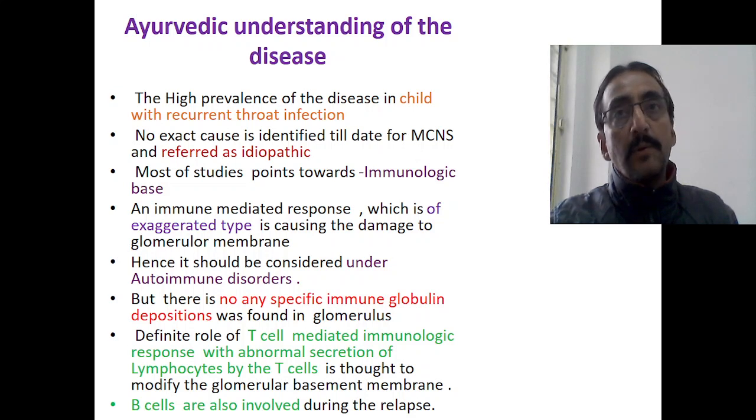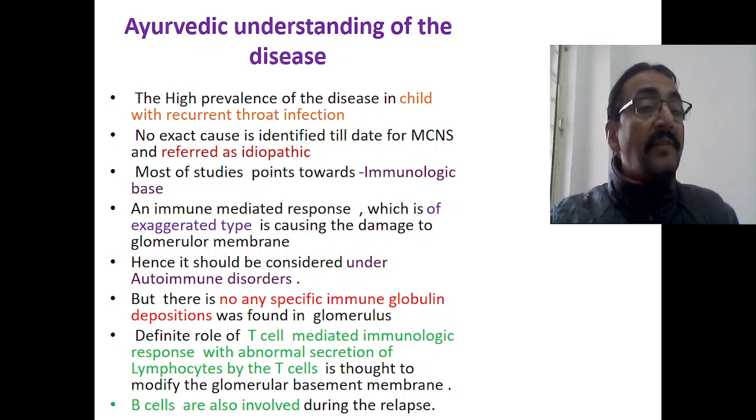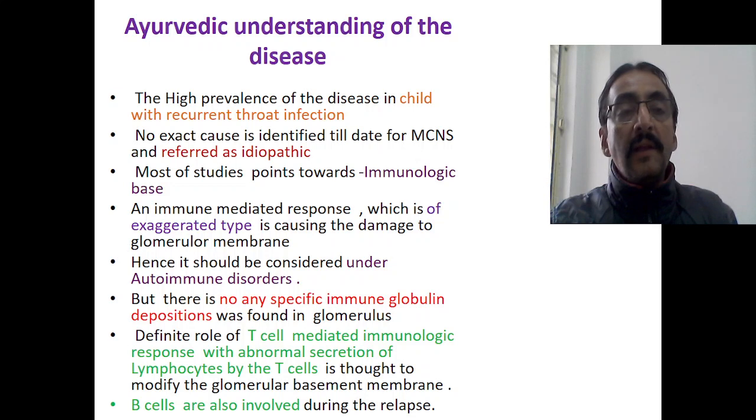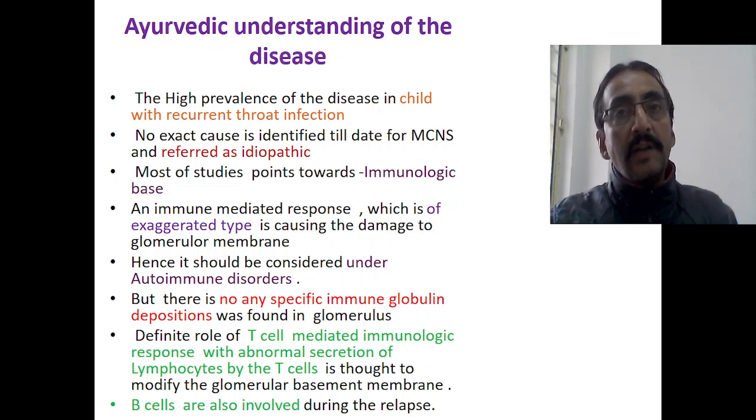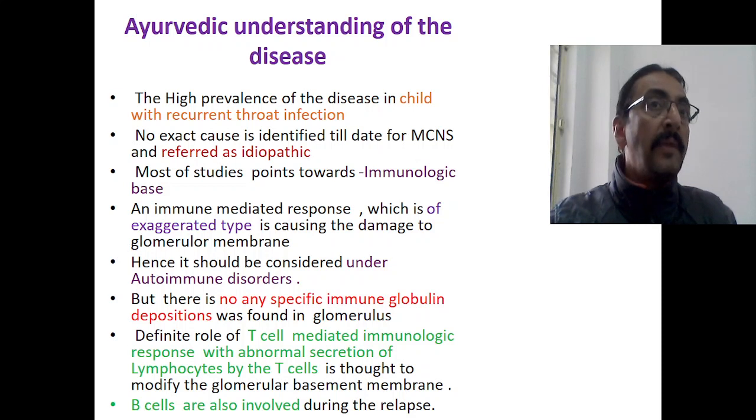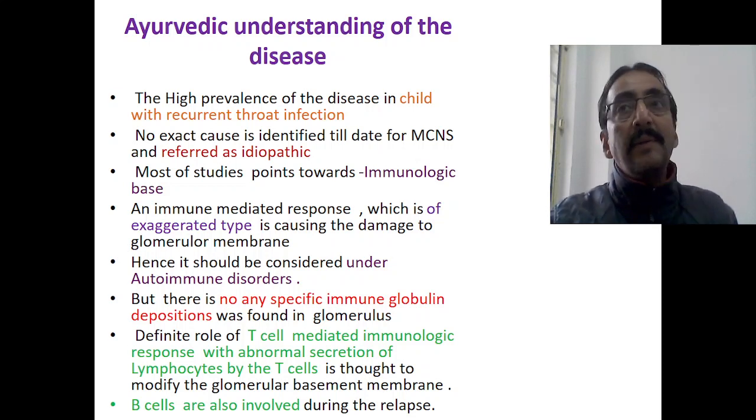especially by streptococcal bacteria. Now, as far as contemporary science says, no exact cause is identified, therefore it is called idiopathic. No exact cause has been identified for minimal change nephrotic syndrome, hence it is referred to as idiopathic. Although they attribute some sort of exaggerated immune response as a major cause and put it under the heading of autoimmunity, still the exact cause of why it happens they don't know.